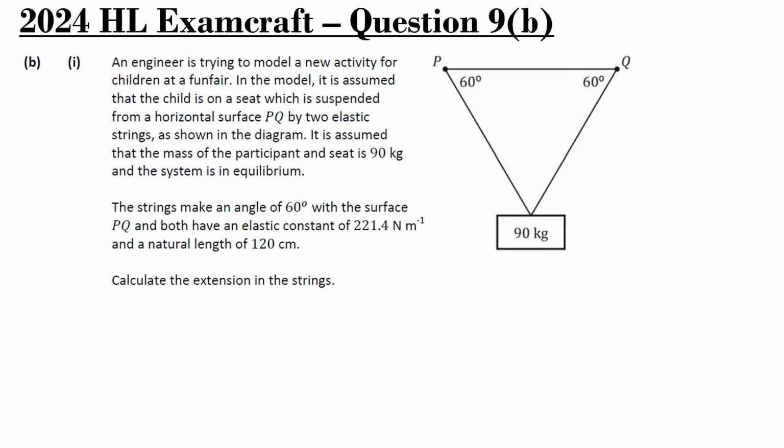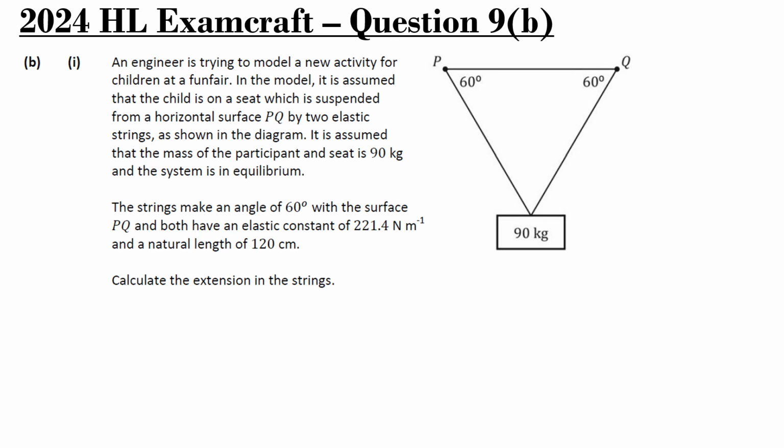This is question 9, part B from the 2024 higher level exam paper. An engineer is trying to model a new activity for children at a fun fair. In the model, it is assumed that a child is on a seat which is suspended from a horizontal surface PQ by 2 elastic strings, as shown in the diagram. It is assumed that the mass of the participant and seat is 90 kg and the system is in equilibrium. The strings make an angle of 60 degrees with the surface PQ and both have an elastic constant of 221.4 Newton per meter, and have a natural length of 120 centimeters.